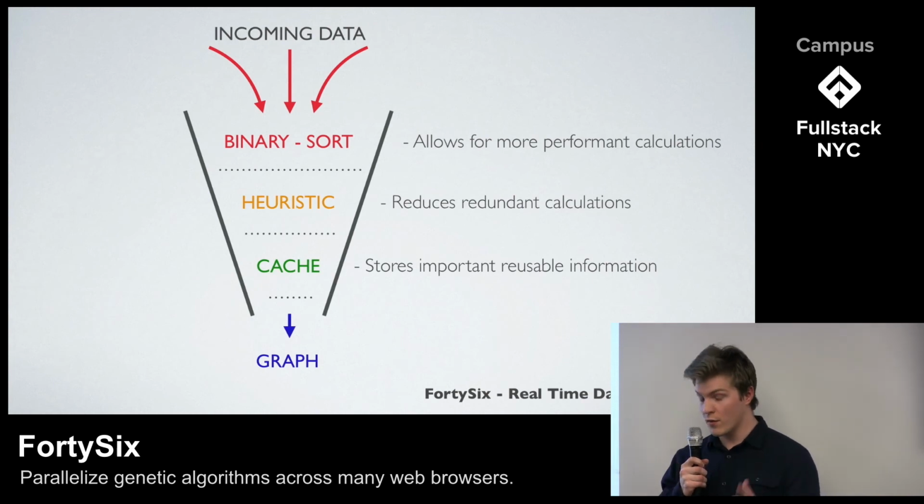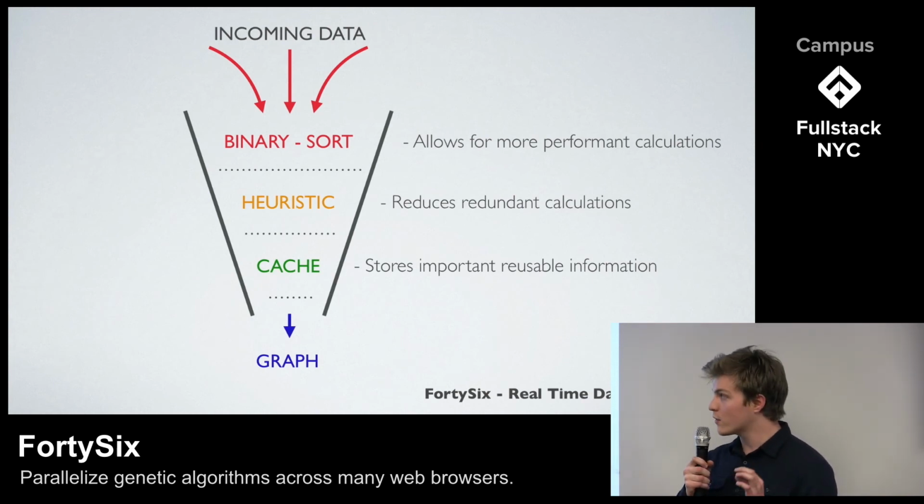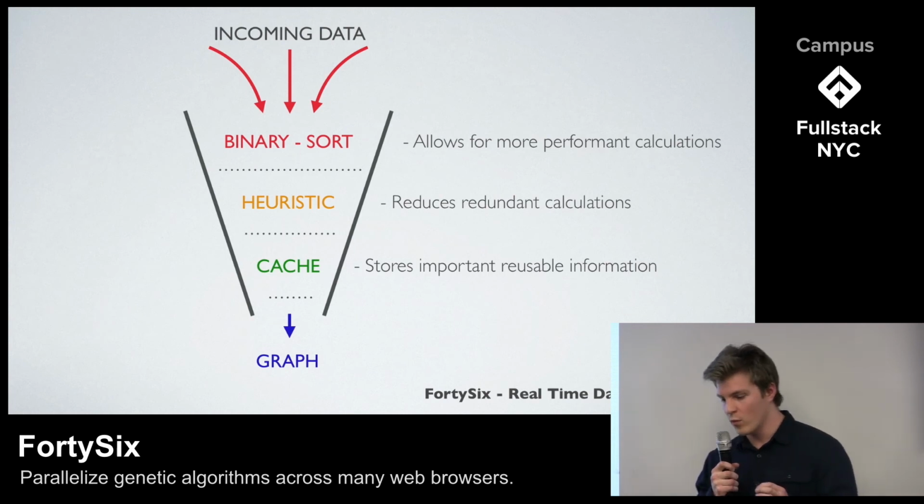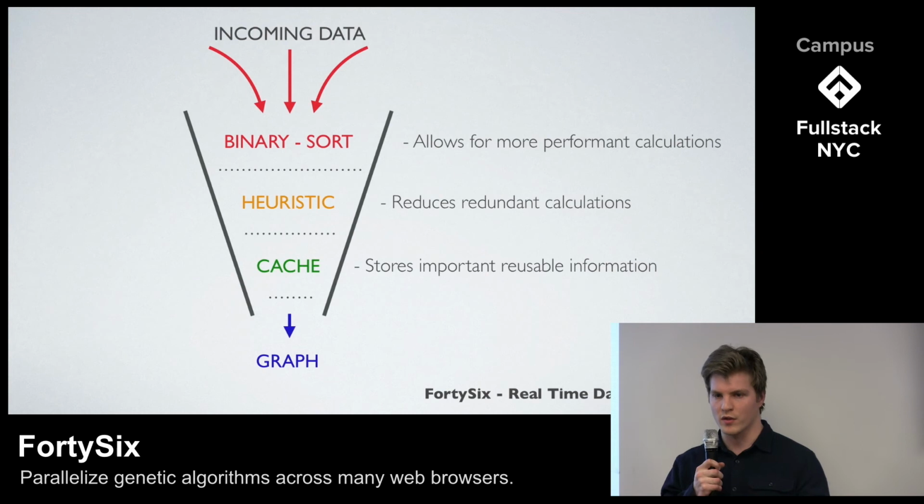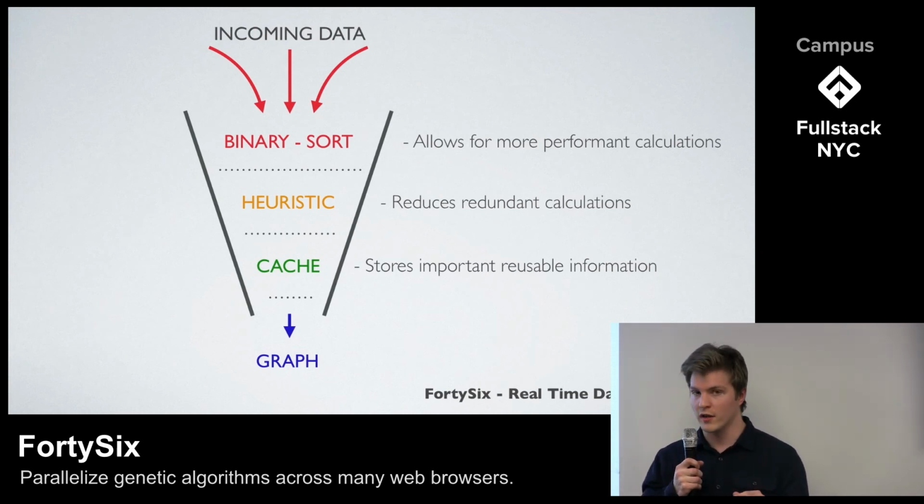The second was a heuristic. The heuristic allowed us to recognize certain statistical steady states, which told us when we could stop computing expensive computations, cache important results, and retrieve them later. And between these two things, we were able to actually eliminate the bottleneck altogether.